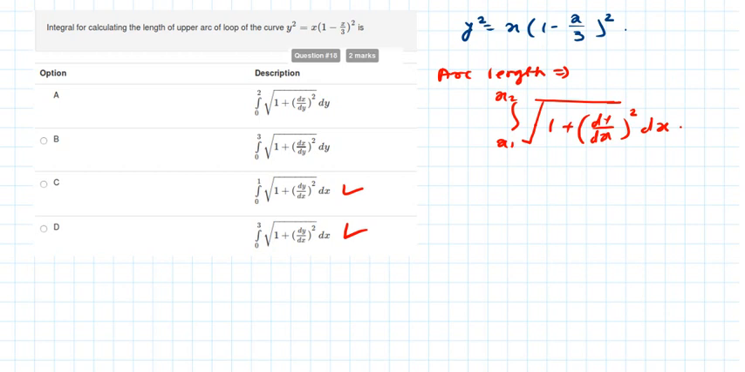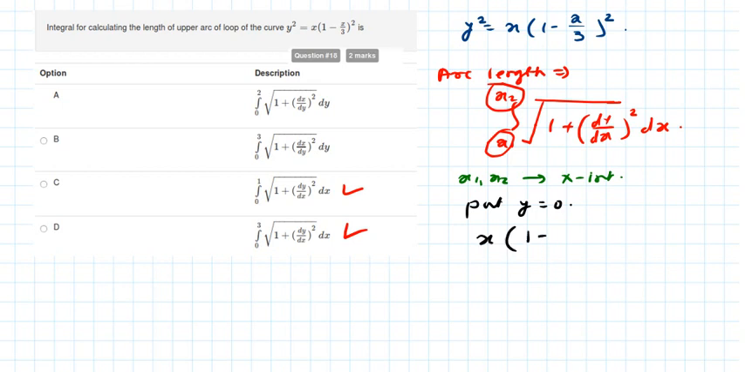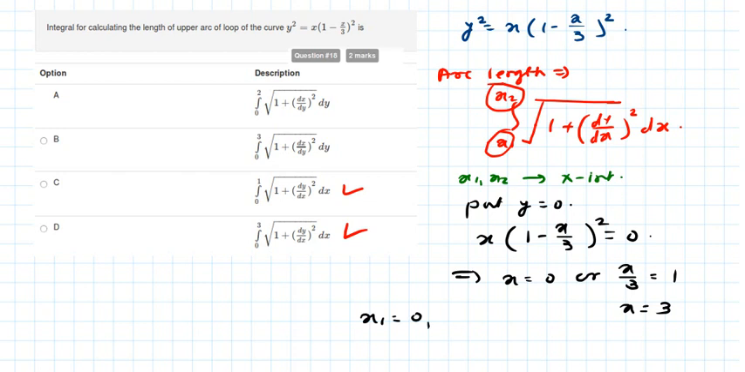So our options may be wrong or right, so we'll check what the values for x1 and x2 are. x1 and x2 are nothing but the x intersections. To find the x intersection, we put y equal to 0 in the given equation. So we get x into 1 minus x by 3 square is equal to 0. This implies x is equal to 0 or x by 3 is equal to 1, that is x is equal to 3. So the value for x1 will be 0 and the value for x2 will be 3. So option D is the right answer.